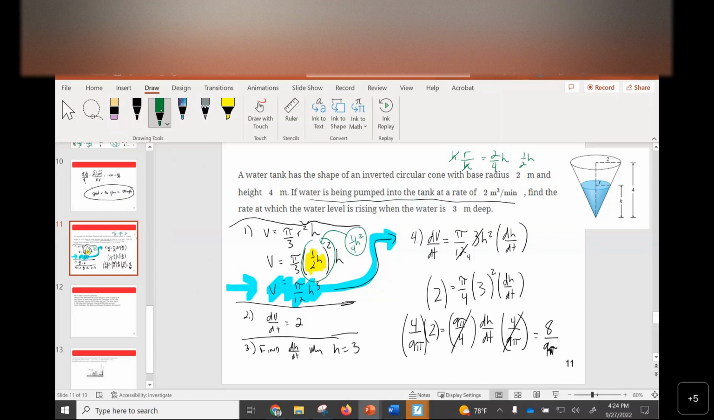Any other questions on my final answer, 8/9 pi? Because I still got to find my units. Units, just look at your picture. H is measured in meters. And because it's one dimensional, it's going to be meters per whatever the time unit is, which should be minutes. Or you can give me a decimal, that's fine as well. That's a pi.